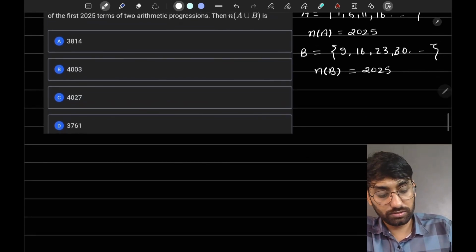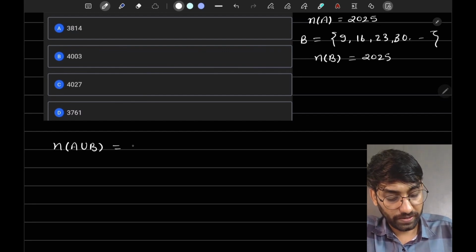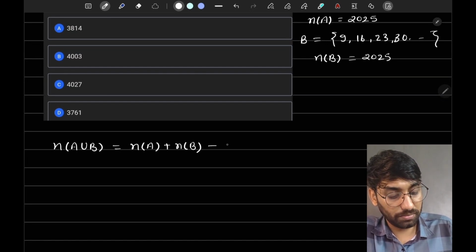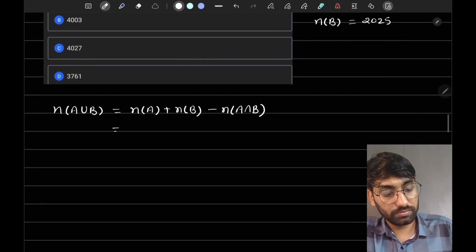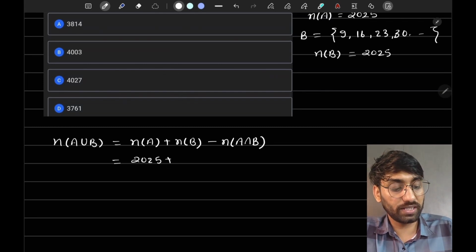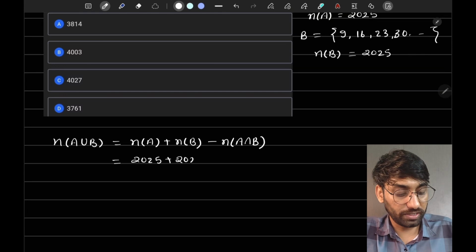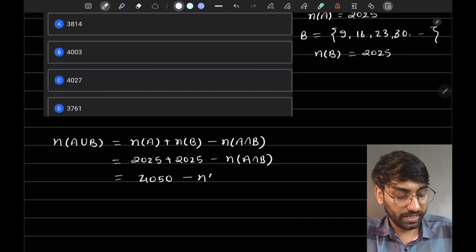What we know is that the number of elements in A union B is the number of elements in A plus the number of elements in B minus the number of elements in A intersection B. So how many elements are there in A? That is 2025. And in B, again 2025, minus n of A intersection B. So it will become 4050 minus n of A intersection B.